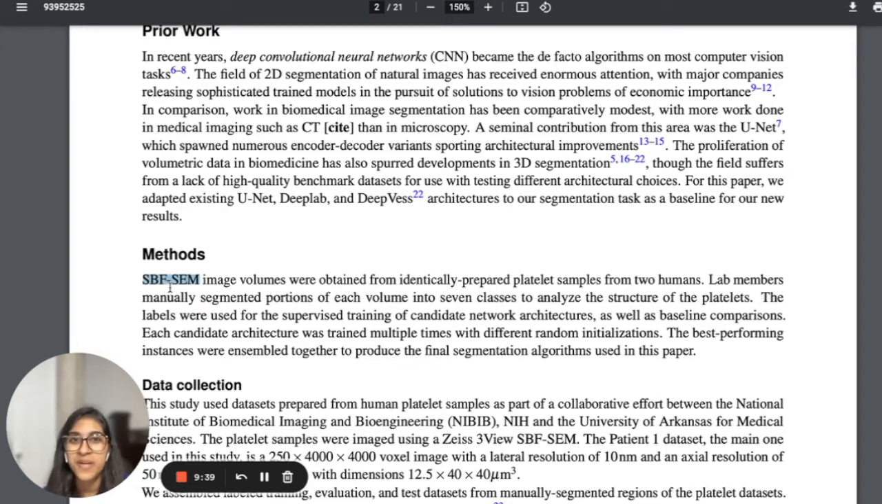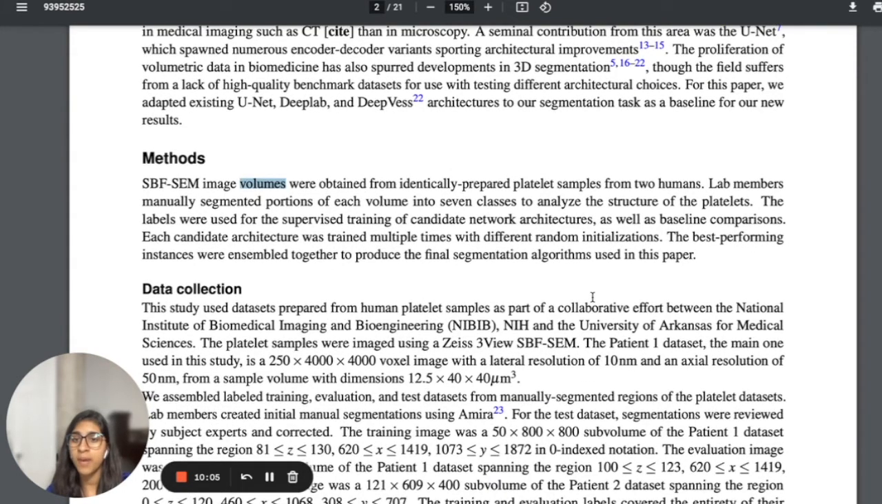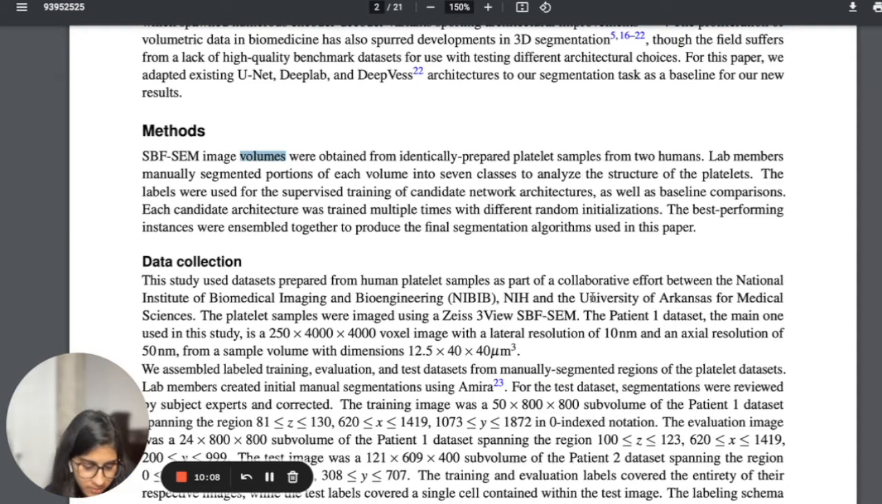I could try it on the spot, but it probably wouldn't be correct. I know it's like serial block-face scanning electron microscopy, something along the lines of that, but it's essentially an electron microscopy technique. These image volumes are basically what they used to get the samples from the two humans. As I mentioned before, lab members manually segmented it, and it was also checked and validated by other professors, because we need to make sure the data is clean and pretty good, because we need the annotated data, right? That was part of the subset that we talked about, so that's also a very important part of it.